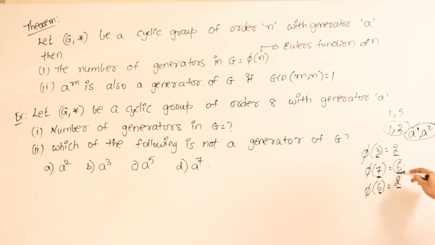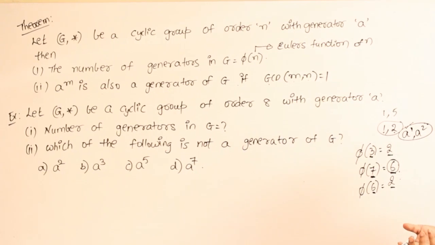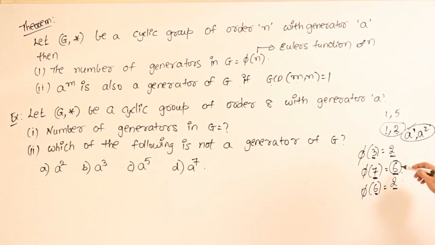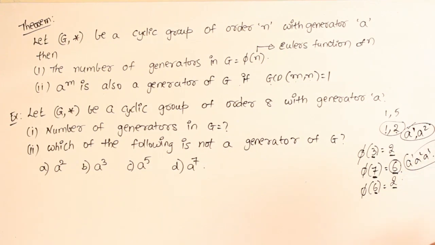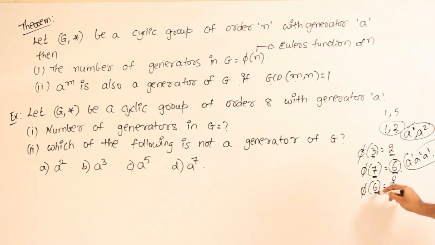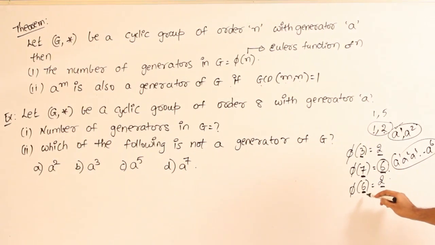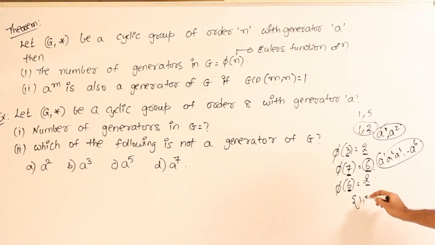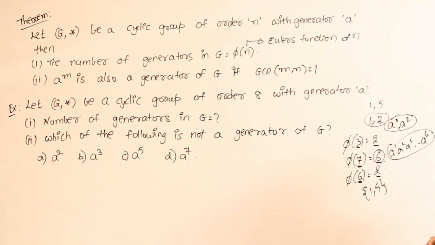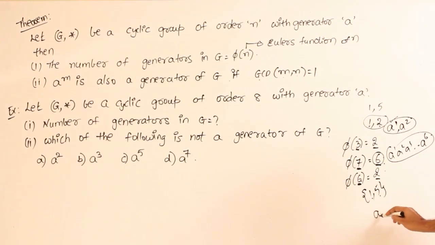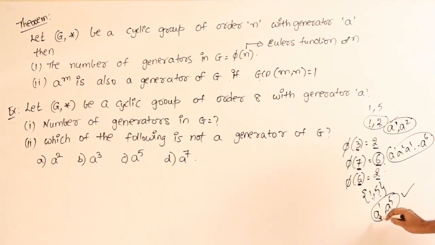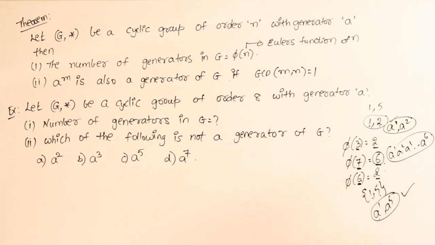And in this case, 7 has 1, 2, 3, 4, 5, 6, all these numbers in S7. If a is a generator, then a^1, a^2, a^3, and so on up to a^6 will all be generators, right? In this case, if a is a generator, since S6 has 1 and 5, the numbers less than 6 which are relatively prime to 6, you are going to have a^1 and a^5. These two are also going to be generators in case a is a generator. That is the meaning of the second statement.